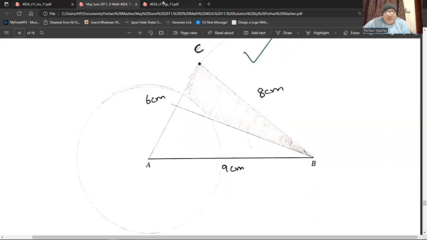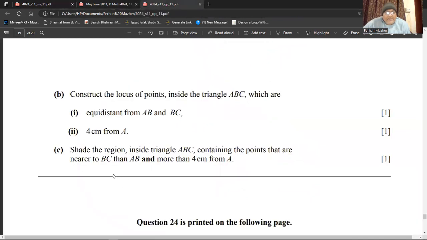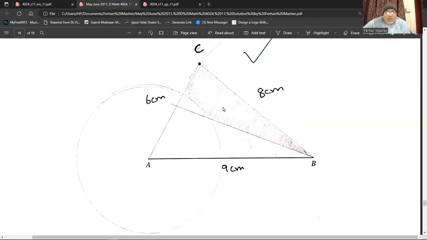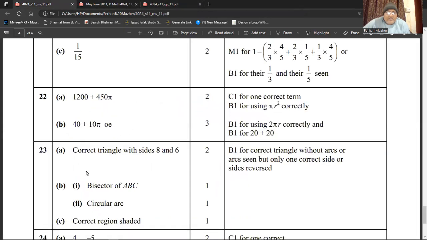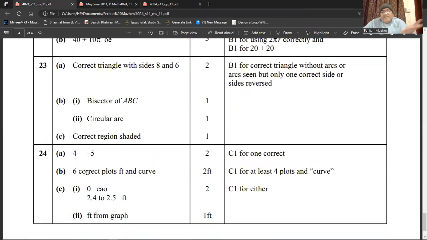Okay. So now you see they say and more than 4 centimeter from A. So you have to remain outside this circle. So this is that area which is shaded. I hope you can see this area. This area outside the circle, sorry, inside the triangle, nearer to the BC and outside the circle. So this is that area. We will shade it. Hopefully you understand. These are their answers.